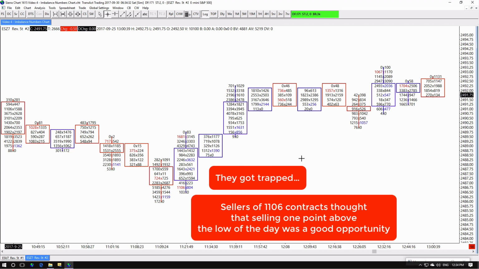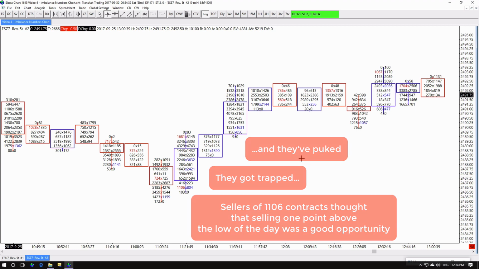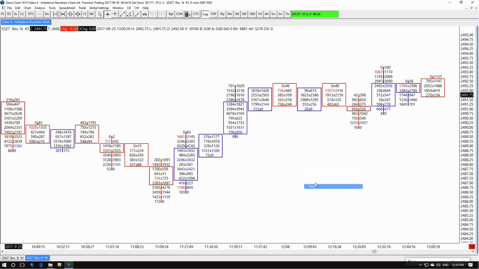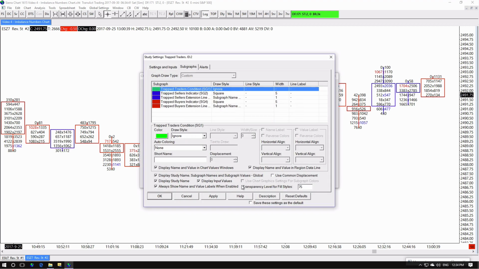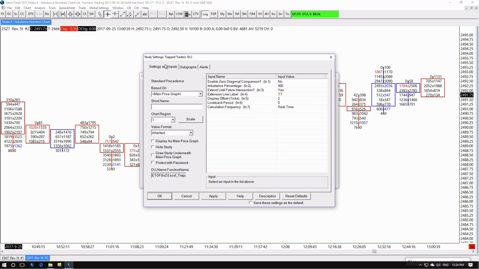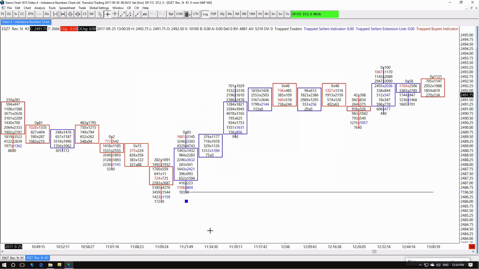The traders who bought the high are trapped and they exit their positions. When they can't take any more pain, it's known as puking. They puke their position. Likewise, people who sold the low are trapped and they will buy to cover their short position. Emoji can highlight these conditions for you. The trapped traders indicator will highlight when the actions of aggressive traders who lifted the offer or hit the bid are being absorbed by larger traders on the other side of the market, leaving those aggressive traders trapped in their losing positions.